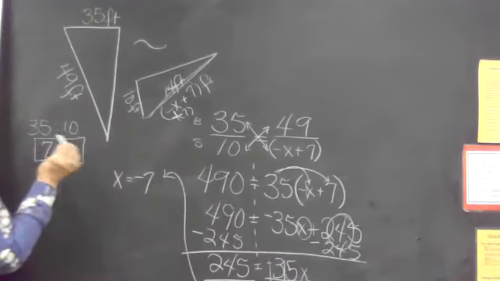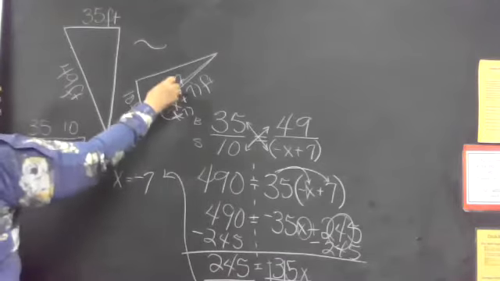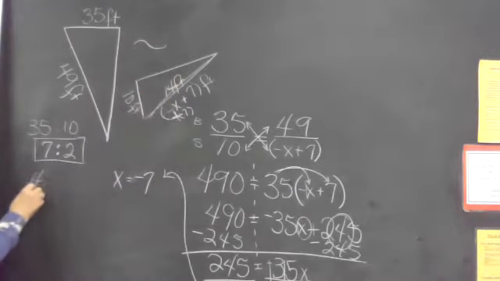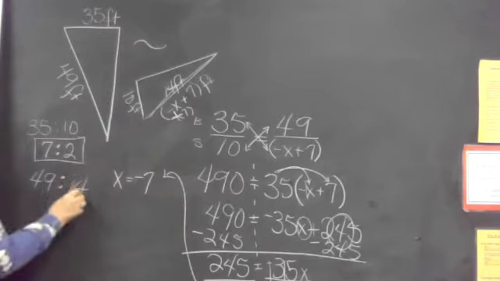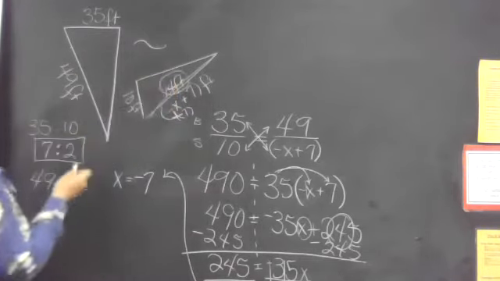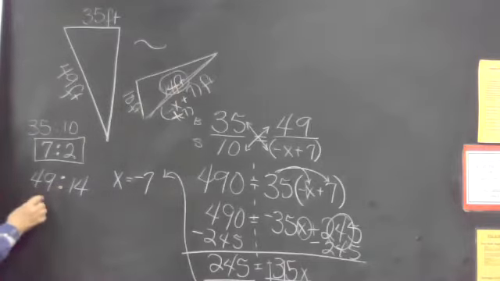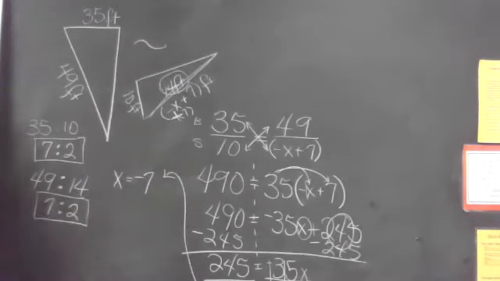So let's check and see if we got this correct. 49/14. 49/14 would be here, 49 to what we got here, 14. If we divide both of these by 7, we'll have 7:2. So they do have the same scale factor. Okay. 7:2. I'm glad you're asking questions. It really helps.